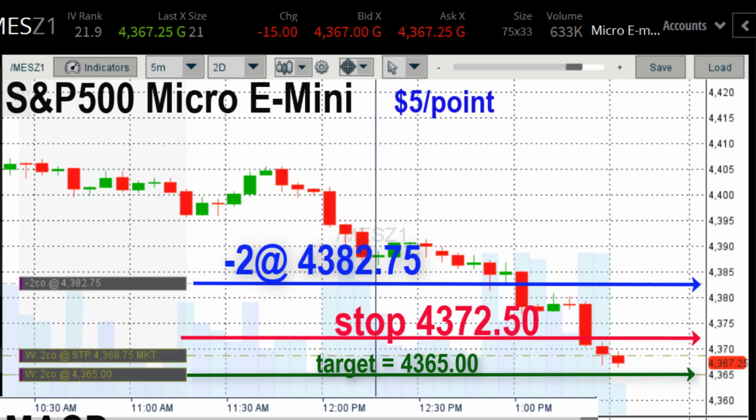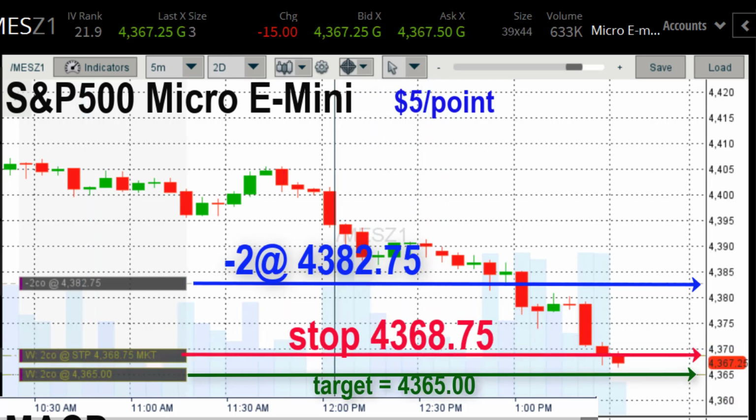Now I'm moving my stop down here to 43.6875, and I've decided that's where I'm going to draw the line at with this trade.